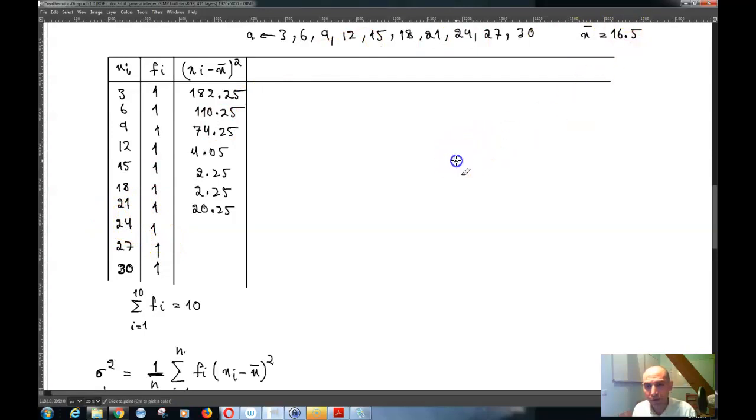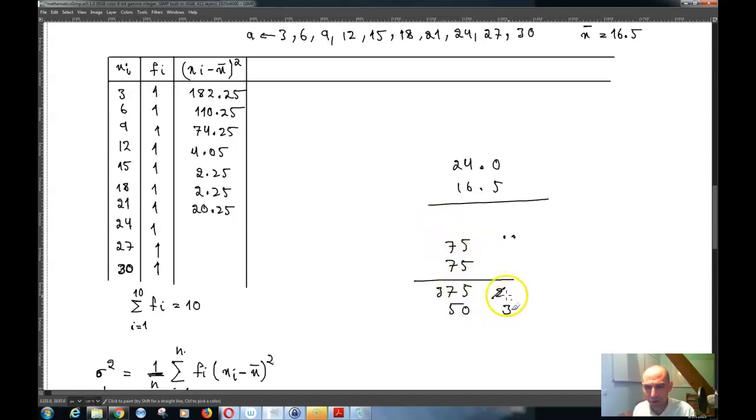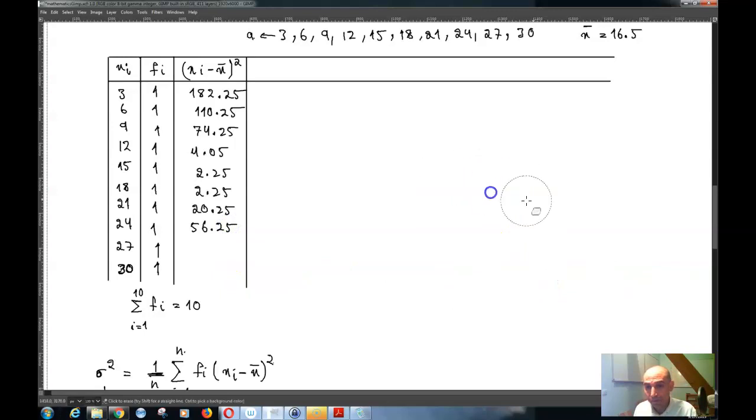24 minus 16.5 is 7.5, and 75 times 75, with 2 decimal places: 5 times 5 is 25, 7 times 5 is 35, plus 2 is 37, and then 7 times 5 is 35, plus 3 is 38, 49, plus 3 is 52, and then 56.25.